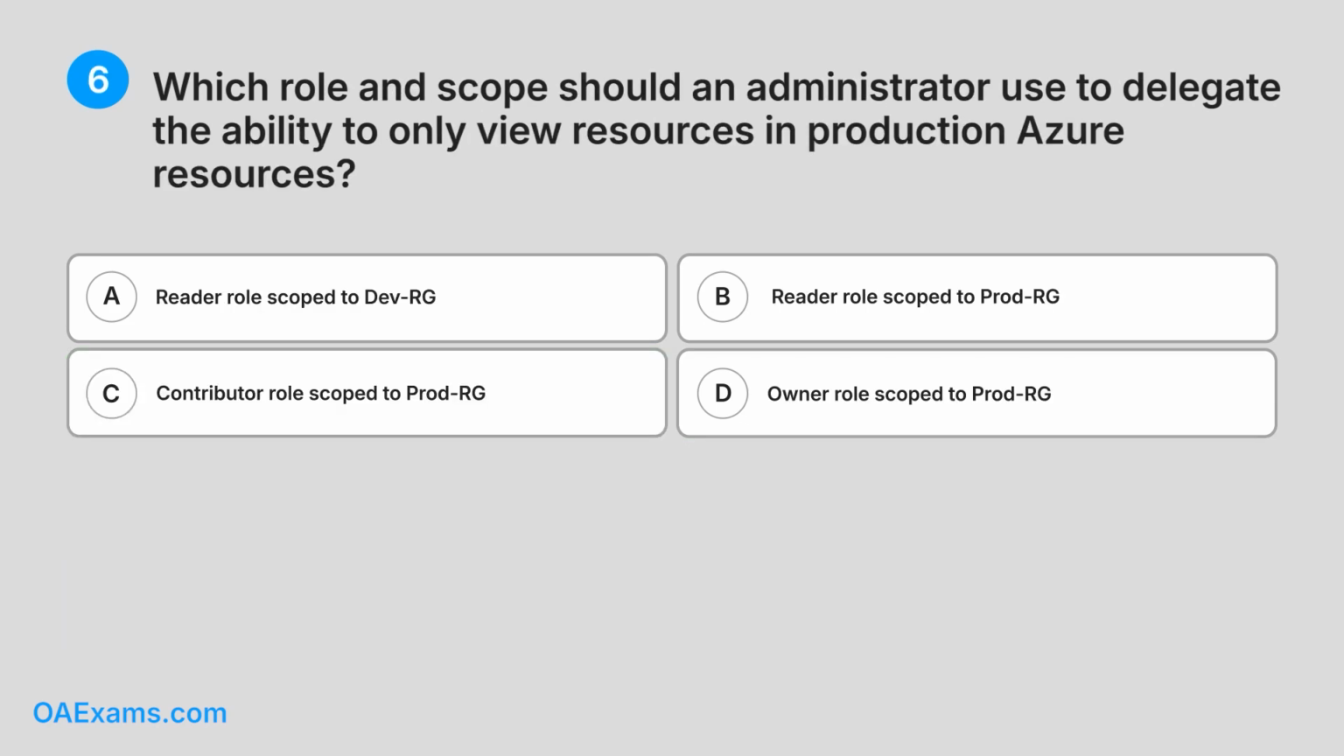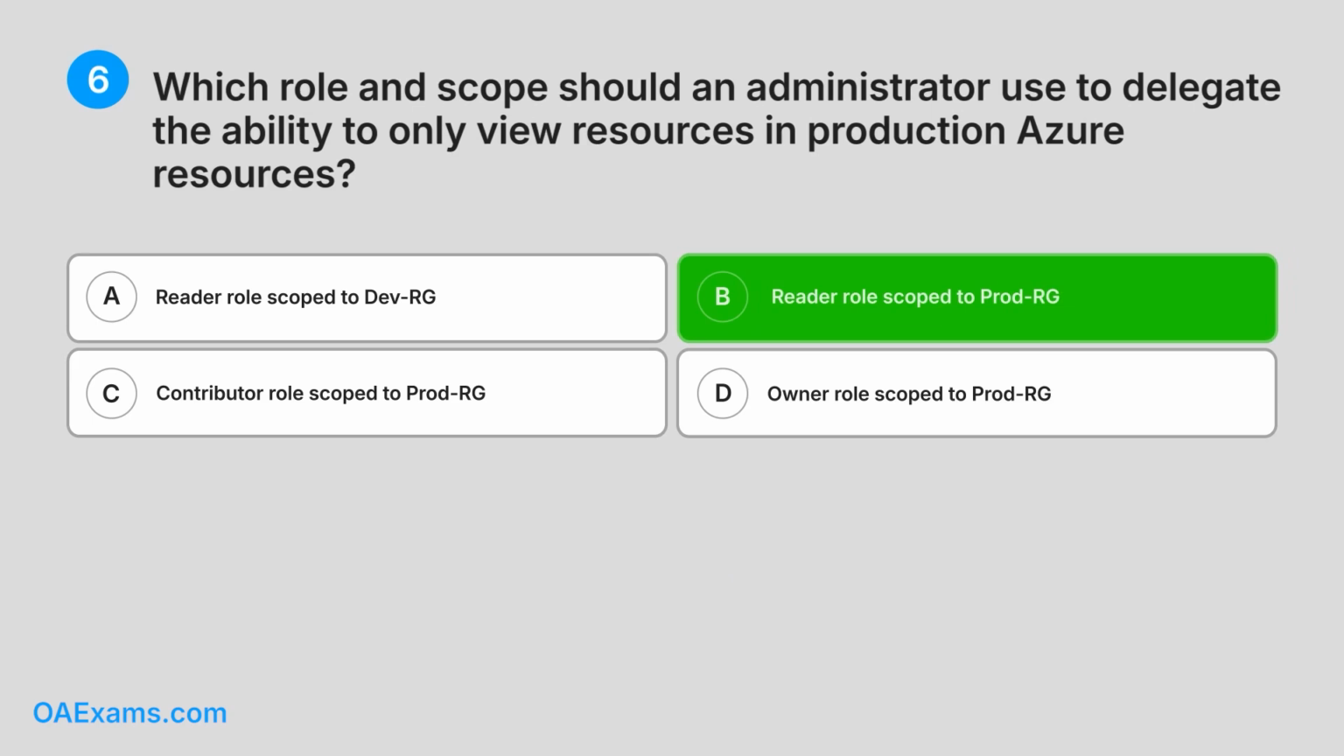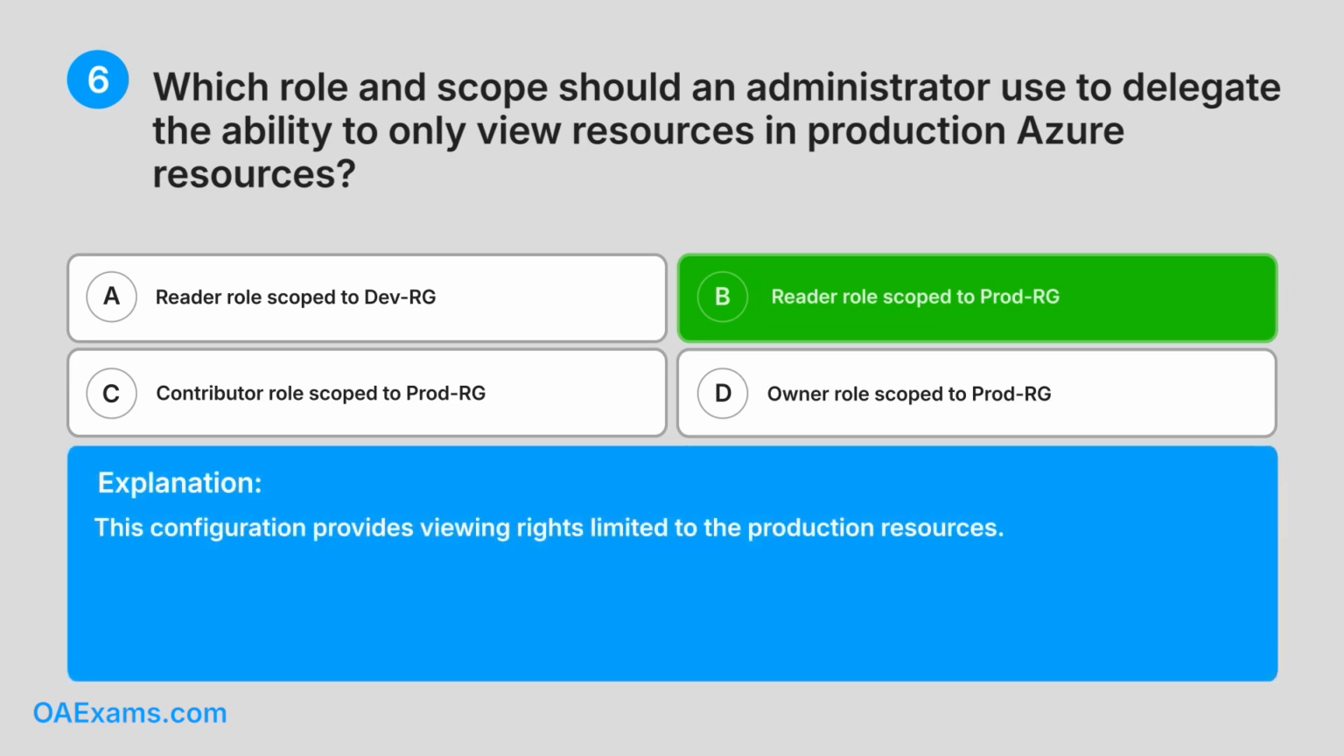6. Which role and scope should an administrator use to delegate the ability to only view resources in production Azure Resources? A. Reader role scope to dev RG. B. Reader role scope to prod RG. C. Contributor role scope to prod RG. D. Owner role scope to prod RG. Can you guess the answer? Correct answer: B. Reader role scope to prod RG. Explanation: This configuration provides viewing rights limited to the production resources.